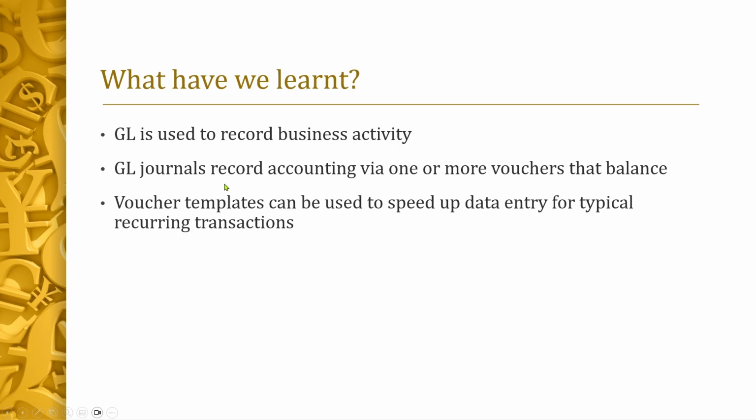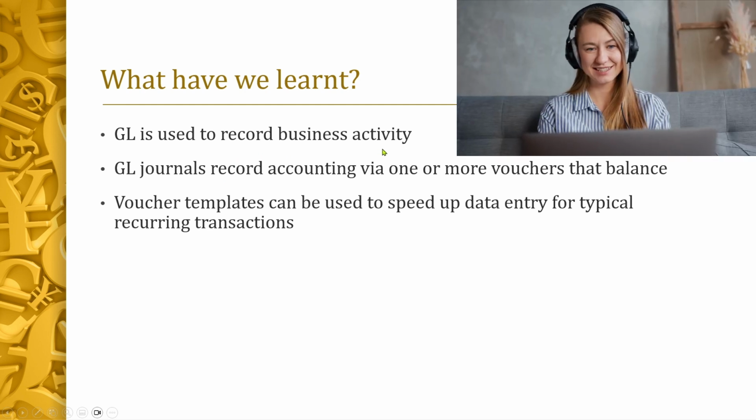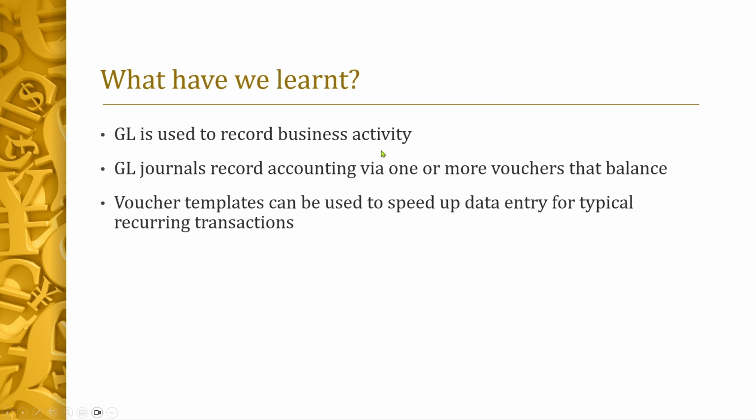So far, what we have learned is that the general ledger is used to record the business activity. Everything that happens in the business will be reflected in accounting. That's why people tune in to conference calls of publicly traded companies. Then, the general journals record all of these events through one or more vouchers. Then, the voucher templates can be used to speed up data entry.